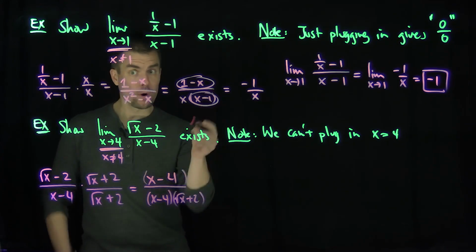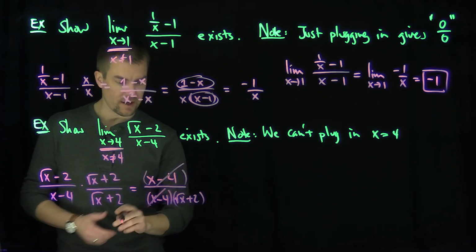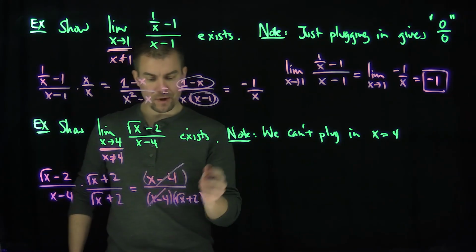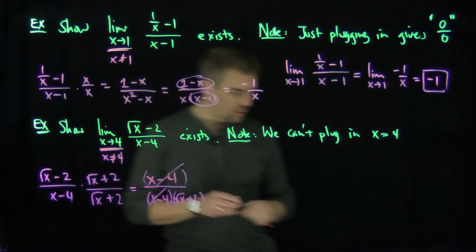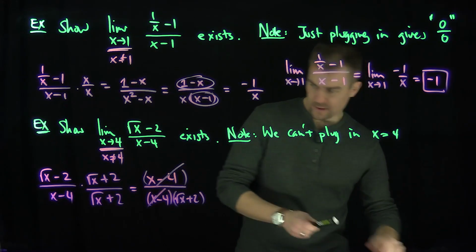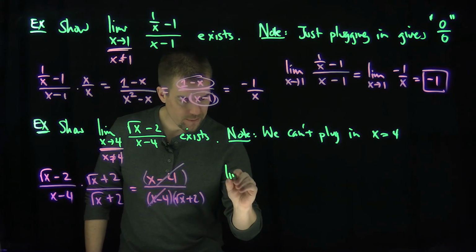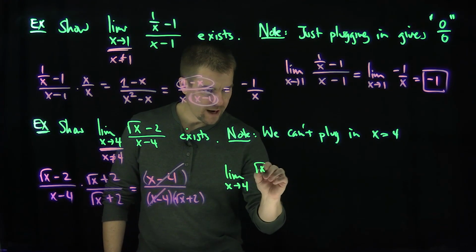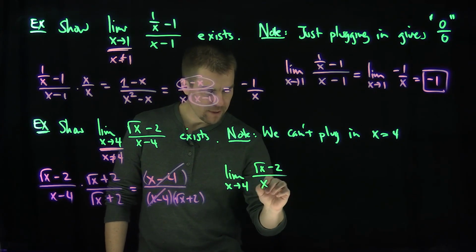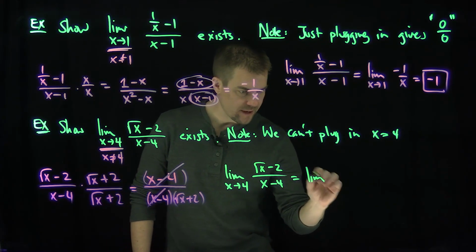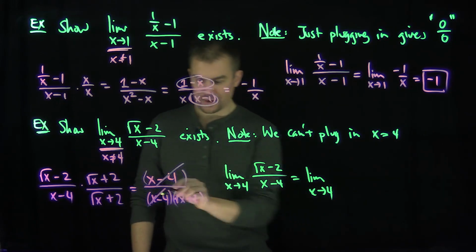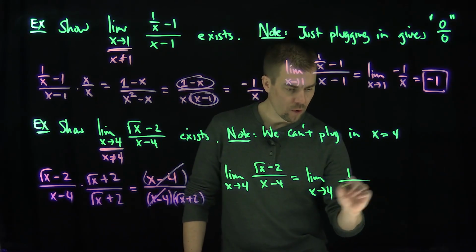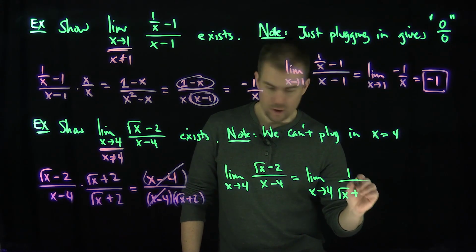And now, just as before, we see there's a cancellation. This will cancel with this, because they're exactly the same, and so our expression is exactly equal to 1 over root x plus 2. So now we can compute our limits using algebraic properties. Therefore, the limit as x approaches 4 of root x minus 2 over x minus 4 is the same as the limit as x approaches 4, since x is not allowed to be equal to 4, of 1 over the square root of x plus 2.